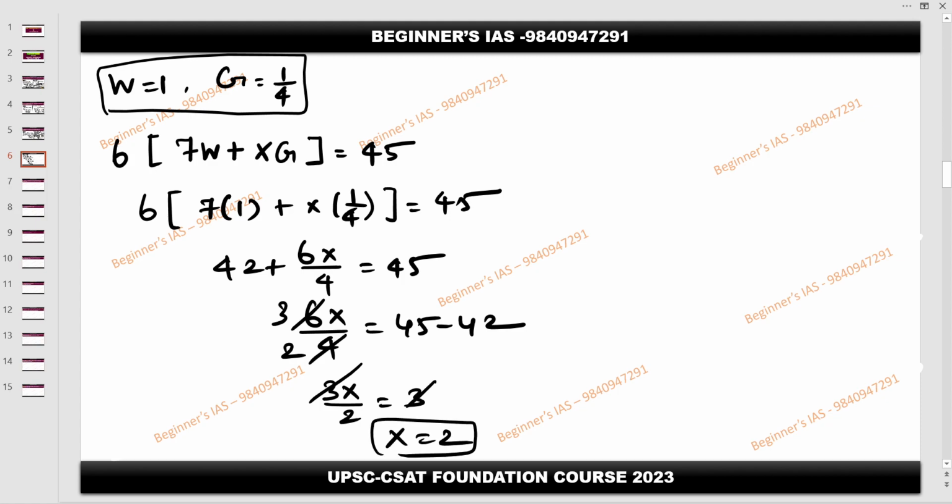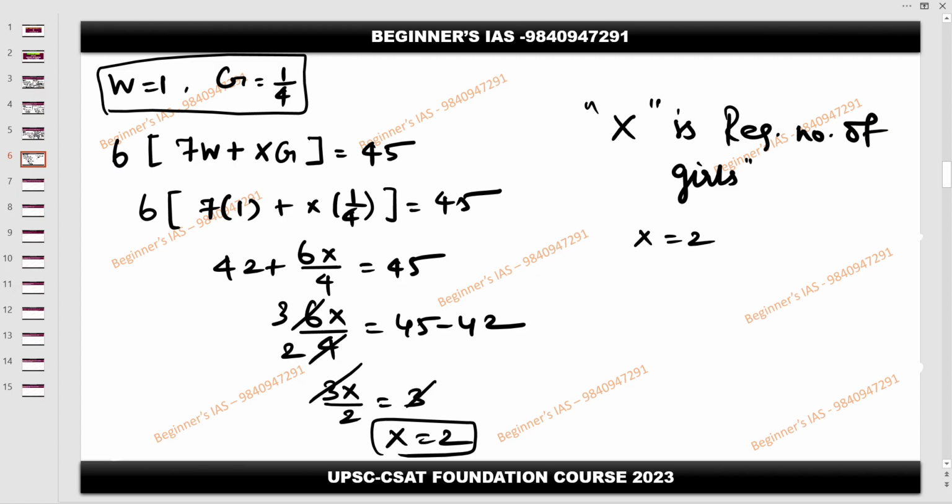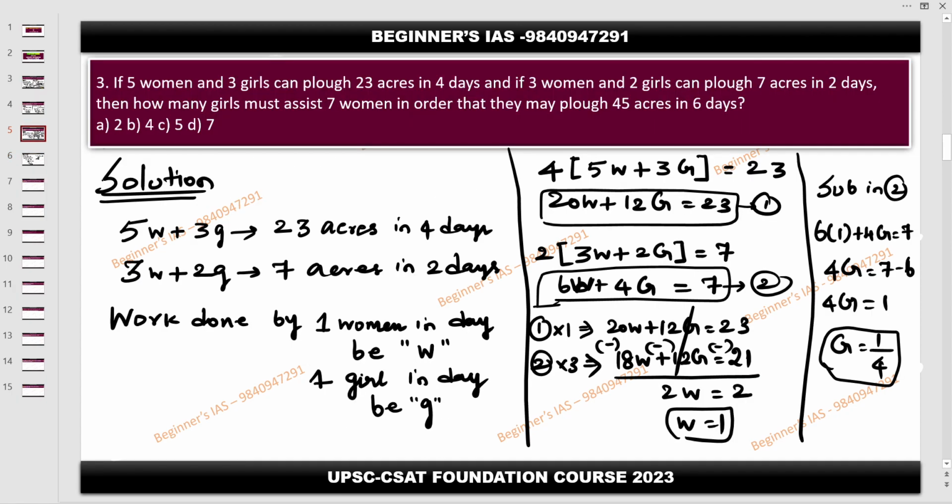So x is nothing but the required number of girls. So therefore x is equal to 2. Therefore 2 girls are required. Understood? So what is the answer for this question? A is the answer for this question.